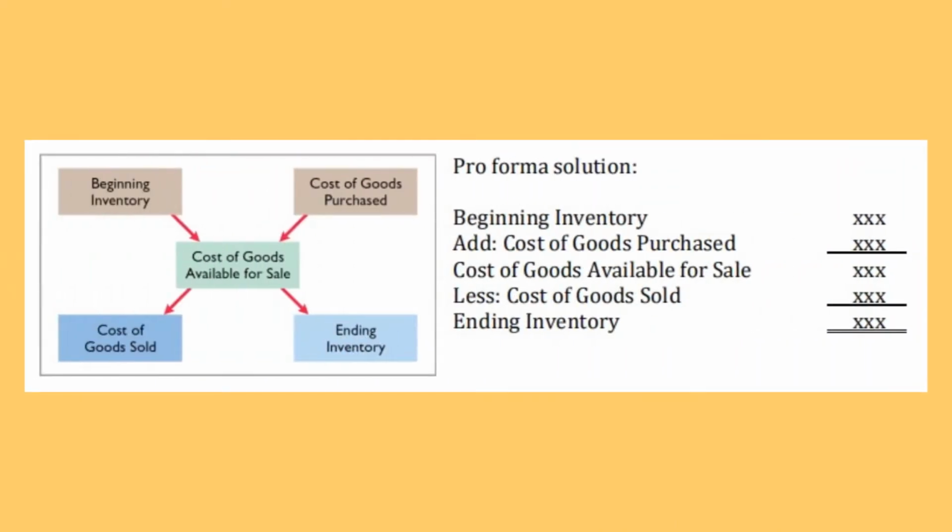Beginning inventory, add cost of goods purchased, equals cost of goods available for sale, less ending inventory, equals cost of goods sold. It is a pro forma solution that businesses use to determine the ending balance of the inventory account, or the cost of goods that are still available for sale for the next period.